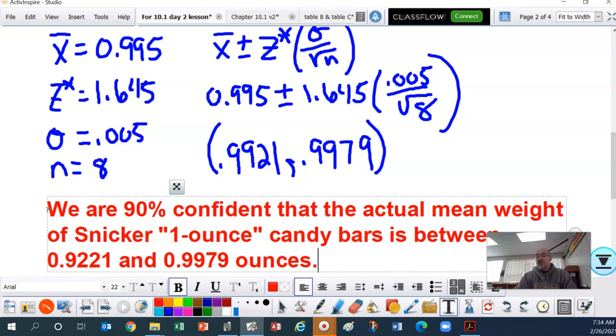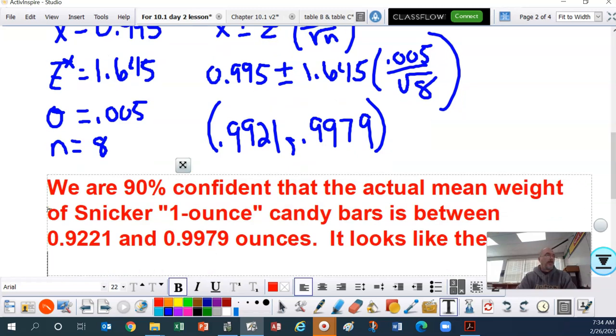So what else could we say here based on that? They're saying they're 1 ounce size, fun size candy bars, but look, we're 90% confident that the candy bars are in that weight range. So I'm going to say it looks like the company is exaggerating the weights.